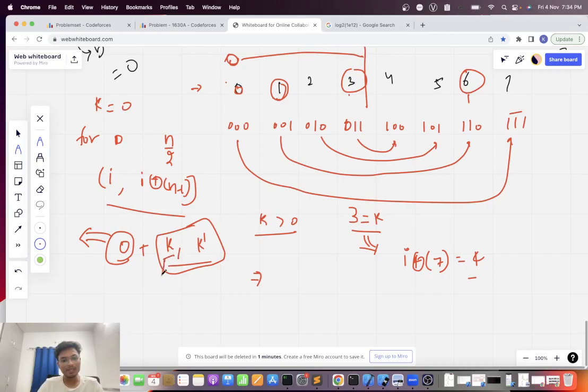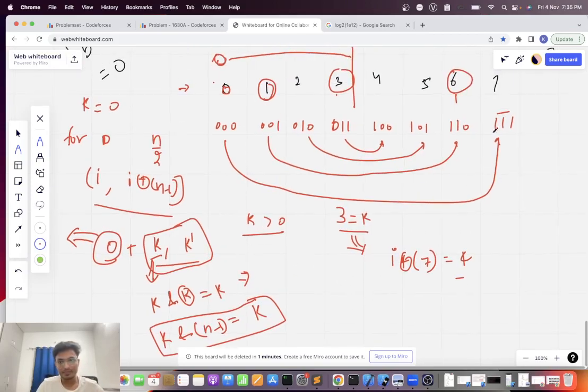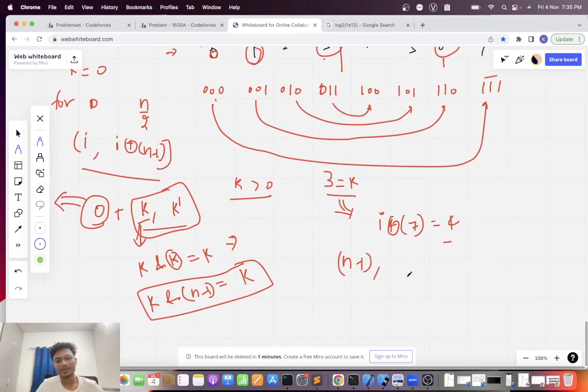So when the value will be k, k AND operator k will give me k value, or anything that having all k value set. So I'm 100% sure that n minus 1 having all the value set. So I'm 100% sure that k AND n minus 1 will give me k value. Now I am getting k value. Now I have to take care of n minus 1. So n minus 1 pair is 0.